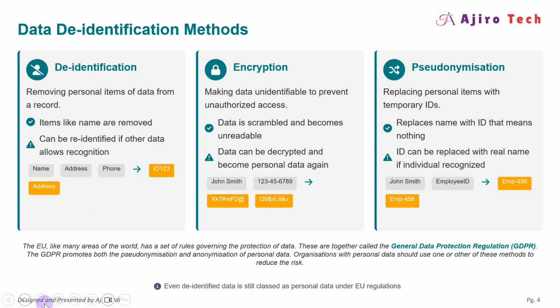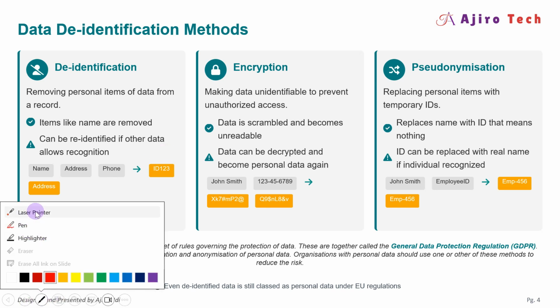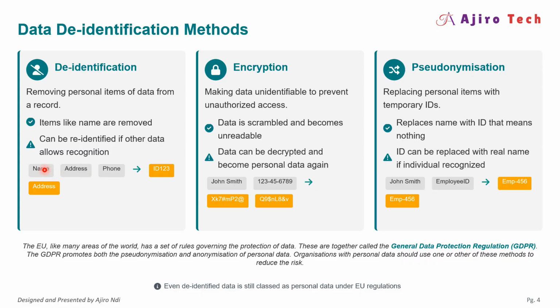Now, let's look at this, for example, let me get this pointer. If you look at this, this is the name of the person. Now, the name, address, and phone have probably been removed, and then you have the ID and the address. If I know where the person stays, and I look at the ID, I know the exact address, I can point it to the person. I can reconstruct that record. Now, that becomes personal data.